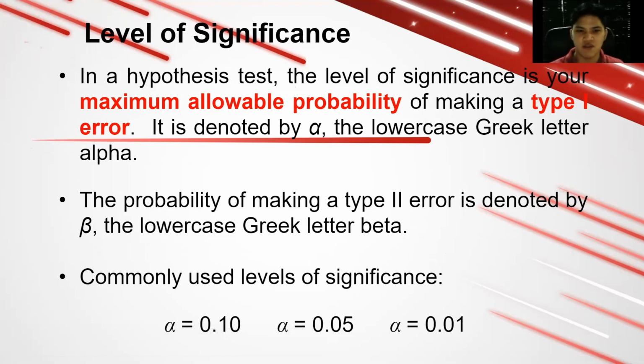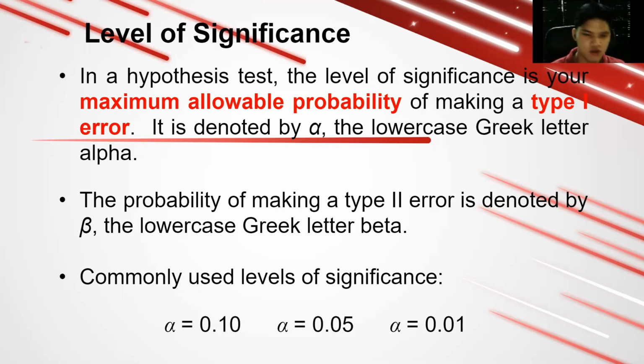Now, the level of significance is denoted by alpha, the lowercase Greek letter. So that is the symbol that we give for the level of significance. Now, the probability of making a type 2 error is denoted by beta, the lowercase Greek letter beta. That's basically it. However, for the hypothesis testing that we'll be discussing, we'll be using alpha, which denotes the level of significance.